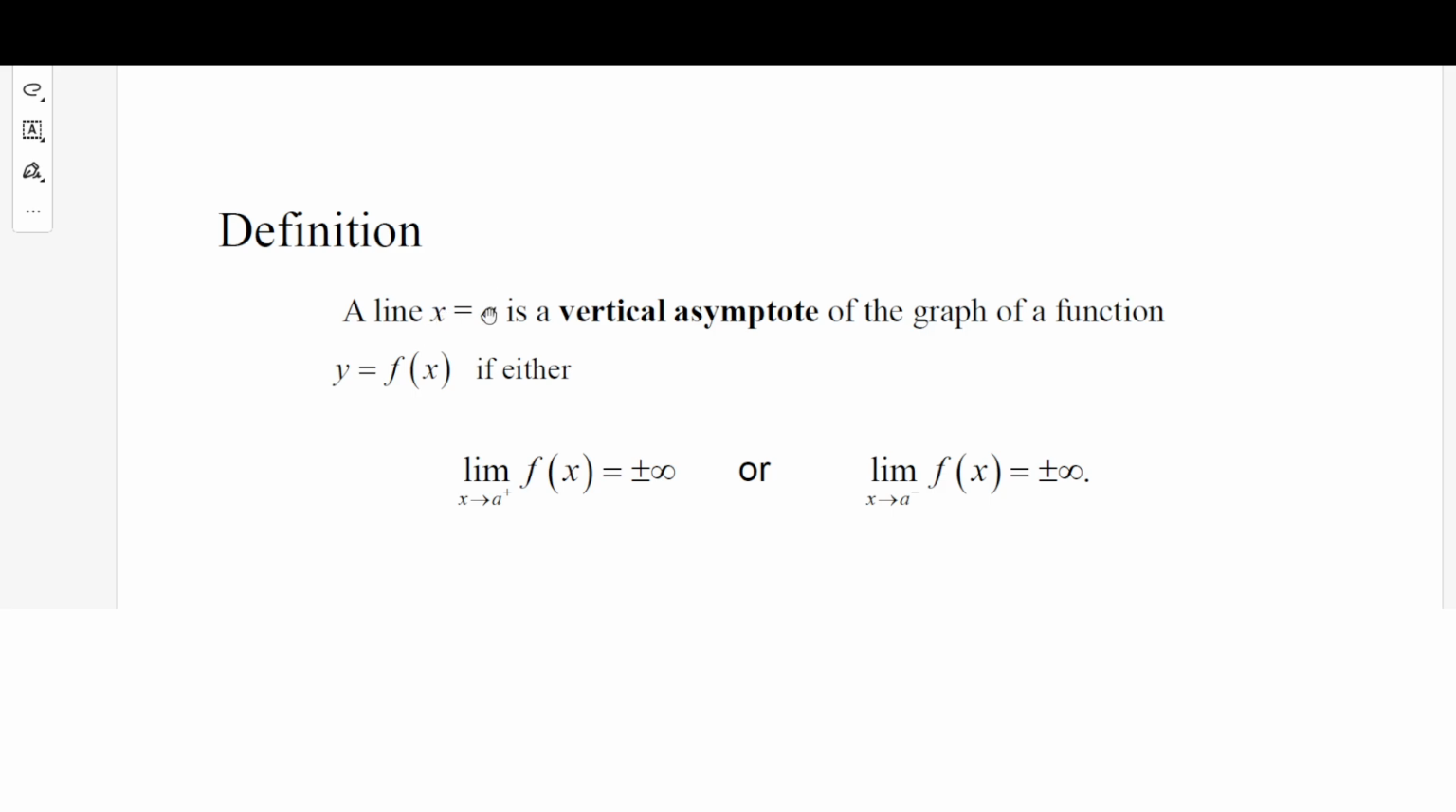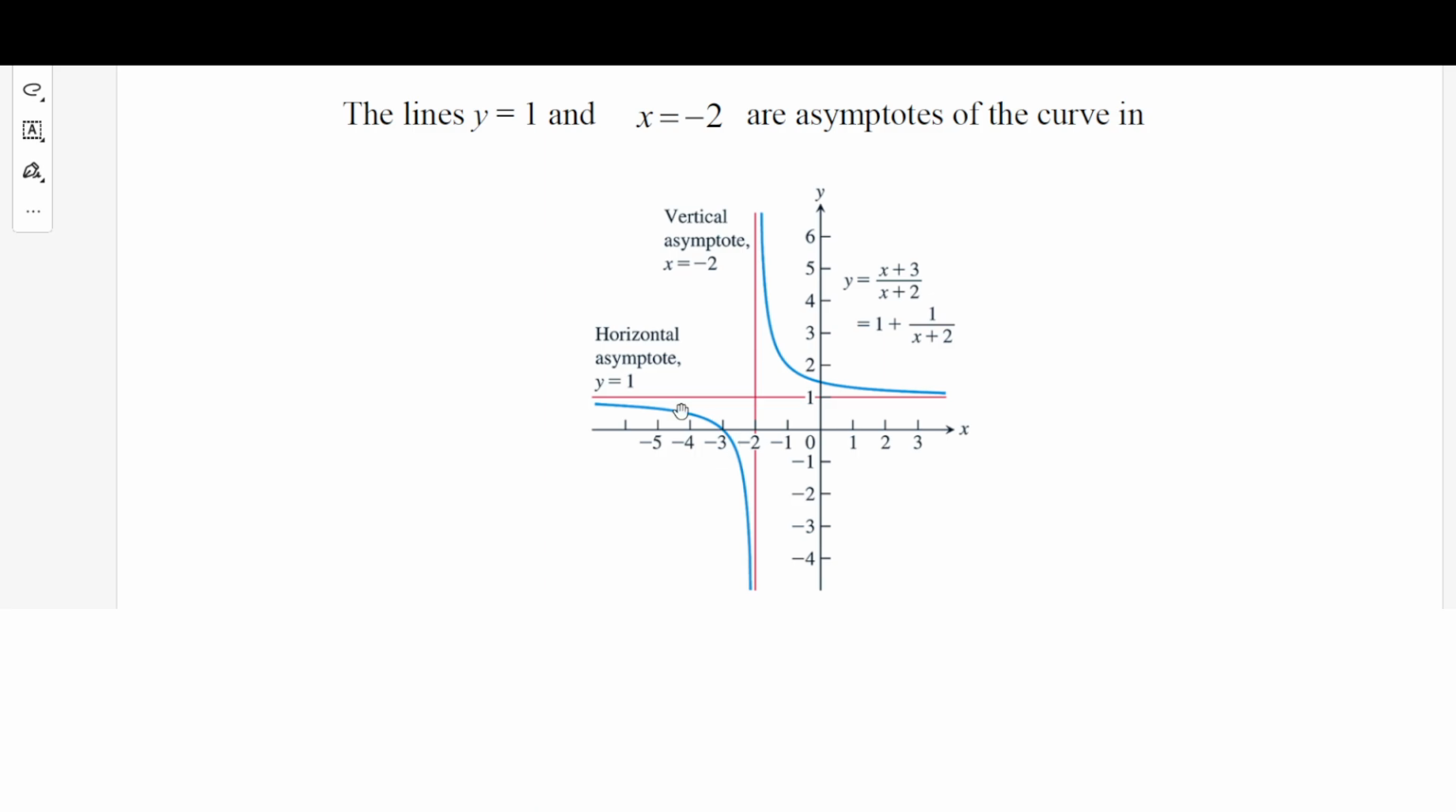So what is the vertical asymptote? A line x equal to a such that when x approaches a from the right side, this plus means from the right side, or the left side, either of them, it gives you positive or negative infinity, then that line is a vertical asymptote. In this example, as you can see here, when x approaches negative 2 from the right side, the graph approaches positive infinity. That's why x equal to negative 2 is a vertical asymptote. When x approaches negative 2 from the left side, again the graph approaches negative infinity. That's why it's a vertical asymptote.